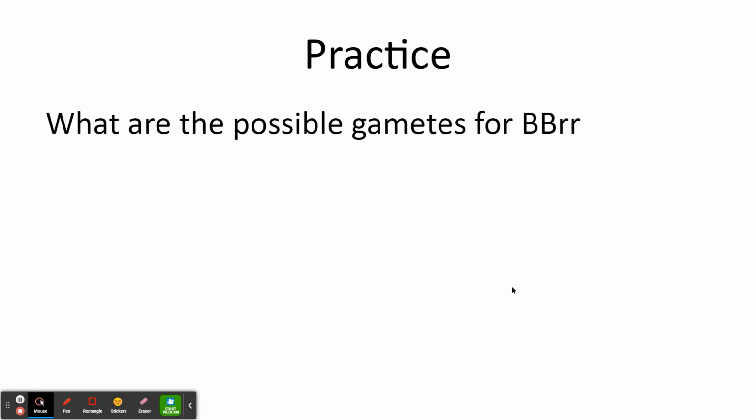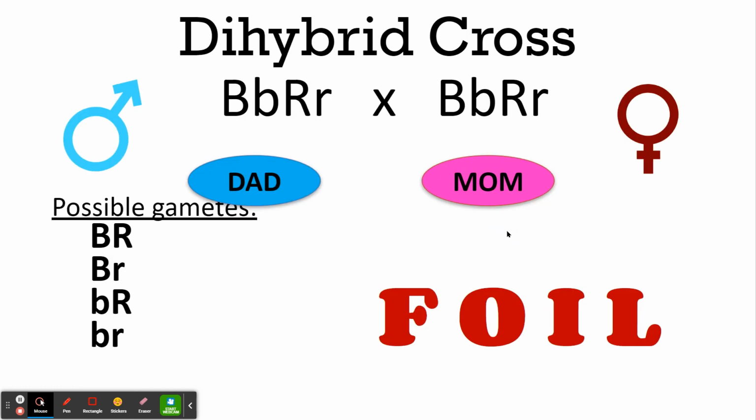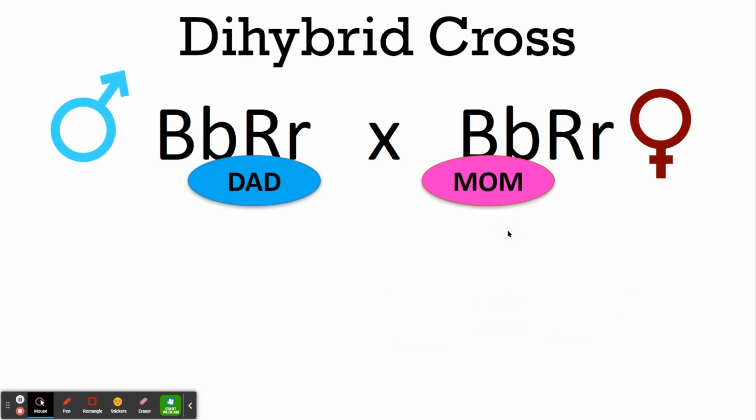So what are the possible gametes for capital B, little r? Say that was the parent. That would be the only way it would go, because there's nothing else that's different there to put in for gametes. What would it be for capital H, little h, capital T? Well, it could be these: capital H, capital T, capital H, capital T again, then little h, capital T, and then little h, capital T. That's it. All right, so let's do this cross using FOIL.